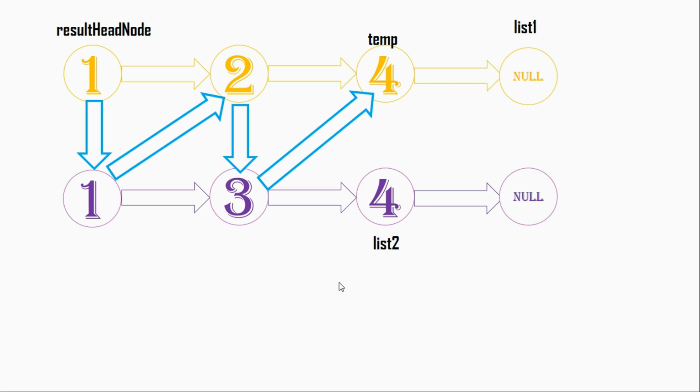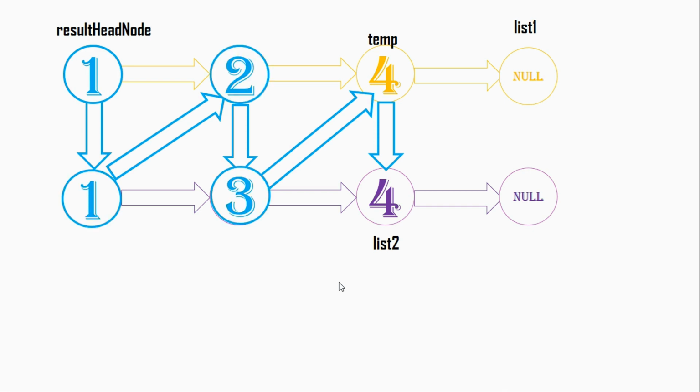So here list 1 is null. So if it is null, I will connect my temp next to the list 2 node. Whatever node is remaining there, I will connect to that list 2 node. So my temp next will be list 2. Now you can see my final result head node list is 1, 1, 2, 3, 4, 4 and null. At the end we can return this result head node list.